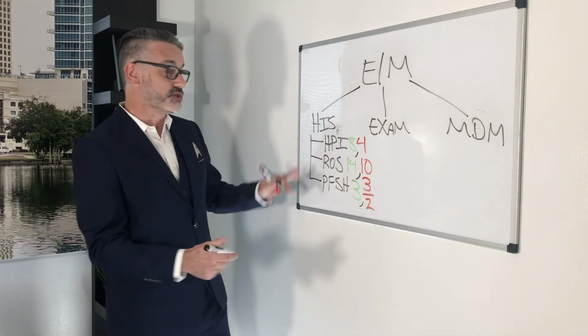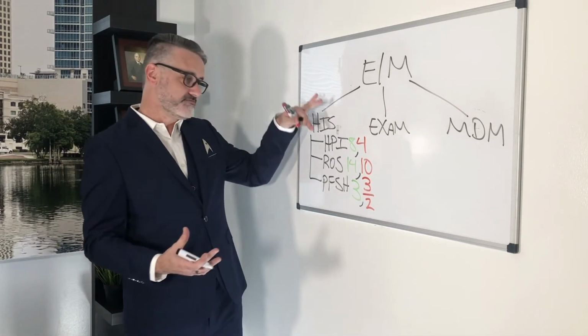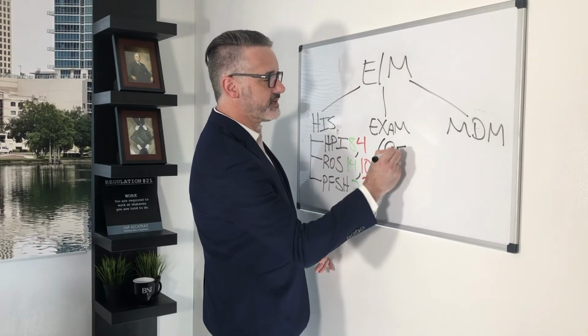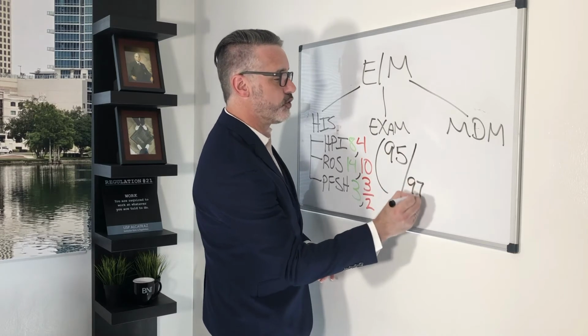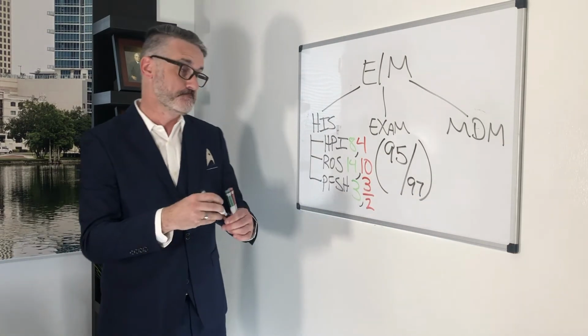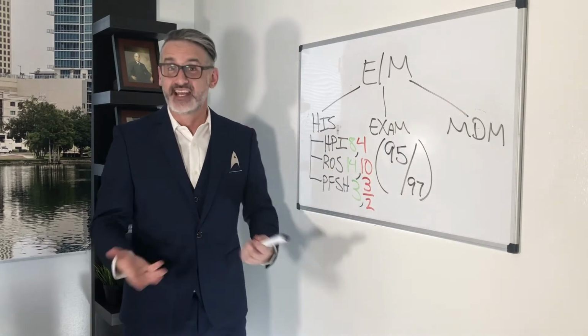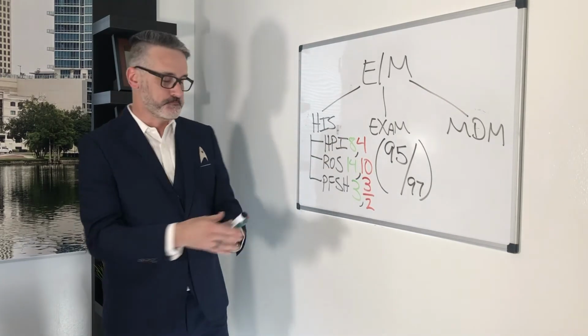Now the exam portion. The good thing about the exam is there are not 3 different subdomains. So I'm doing parentheses: the exam only divides out if it's the 95 or 97 version of the exam. So that's how I differentiate on the E&M grid, using the 95 or 97 guidelines for the exam.